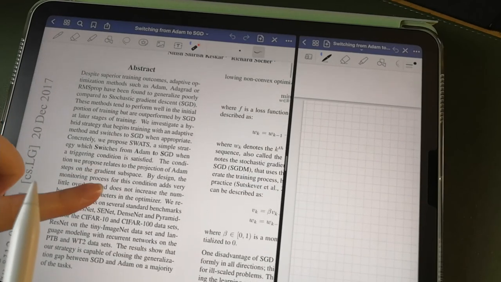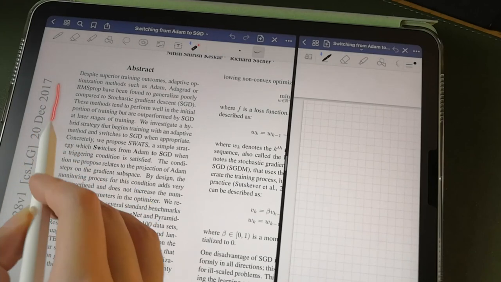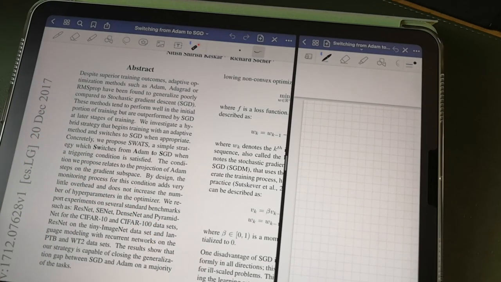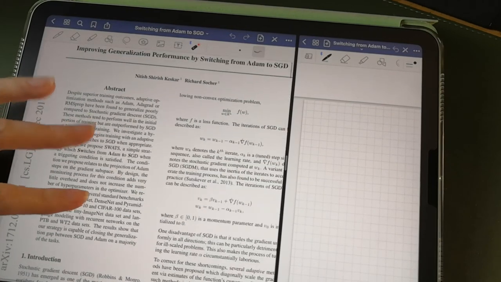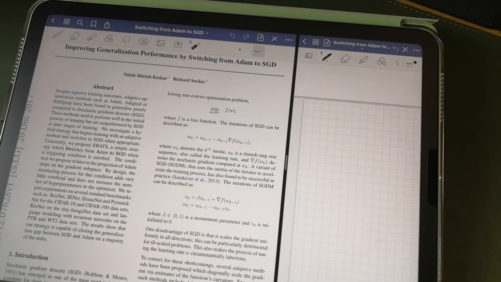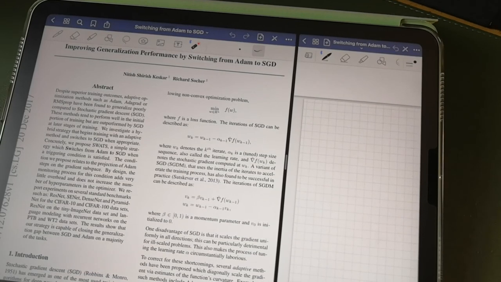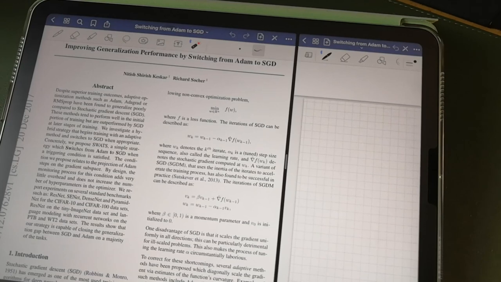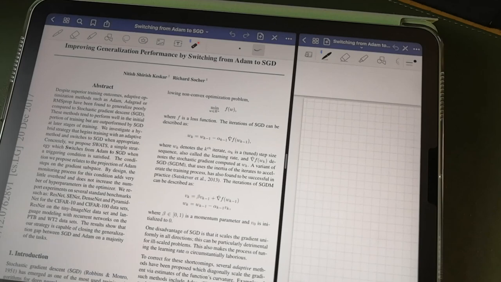The paper itself is a bit older, you can see here on the site. It's from December 2017. But I've chosen it because the abstract seemed approachable, and there was a more recent paper about a similar topic, about generalization between Adam and SGD, and it was very hard to understand.